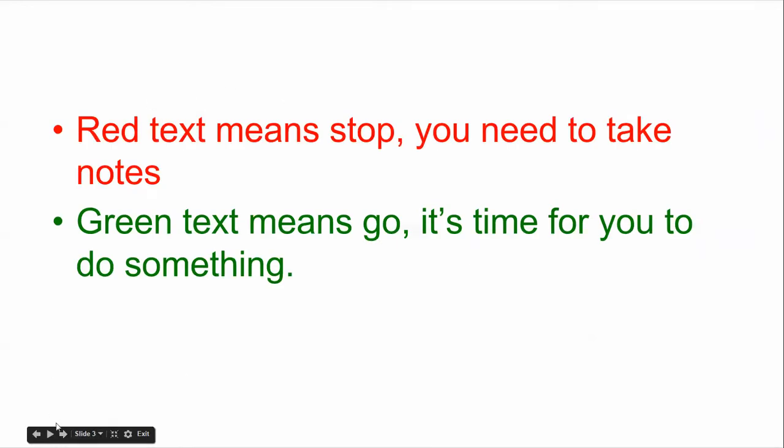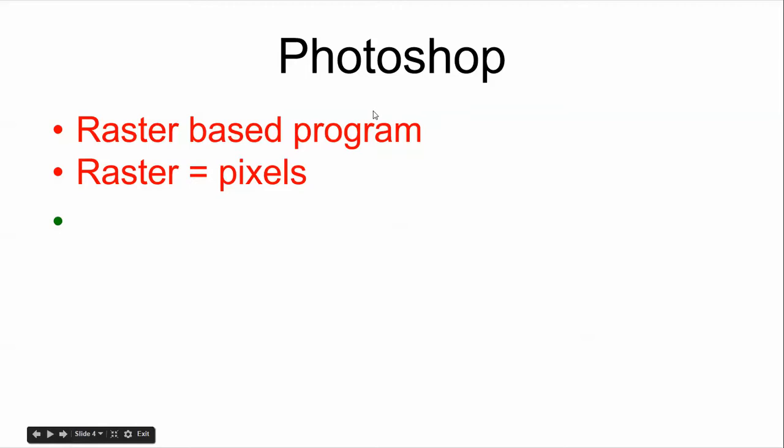All right, Photoshop. Photoshop is a raster-based program. It's a professional program. It works with pixels. Raster means it works with pixels. So in Illustrator, we were working with a program that was vector-based, so we were dealing with lines that were made up of formulas.